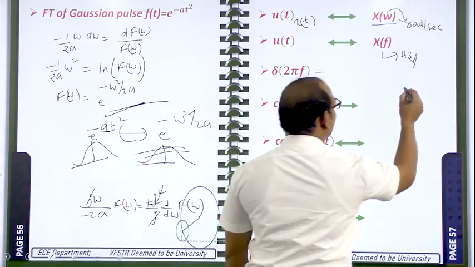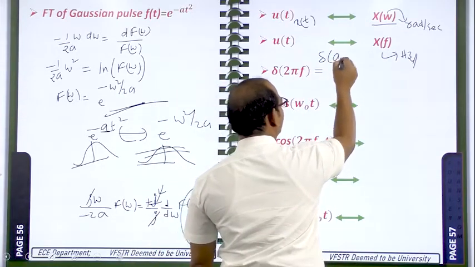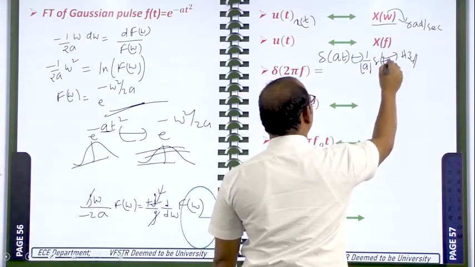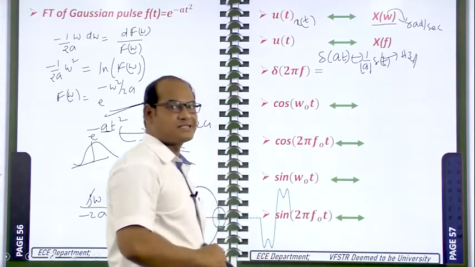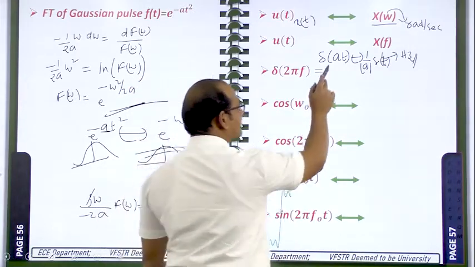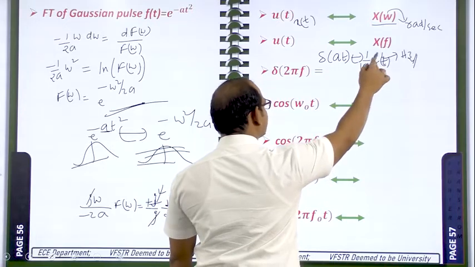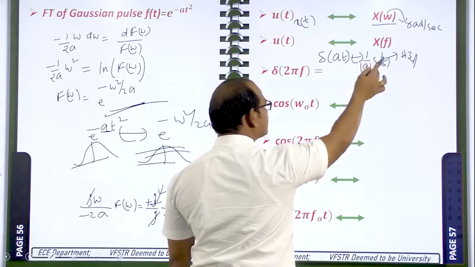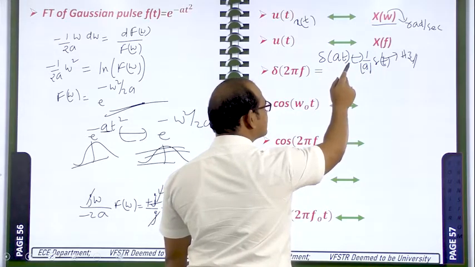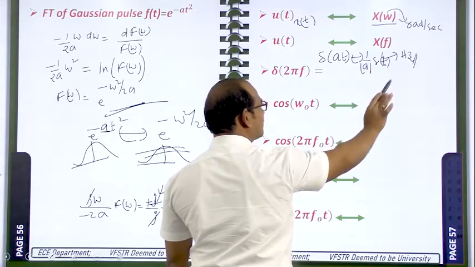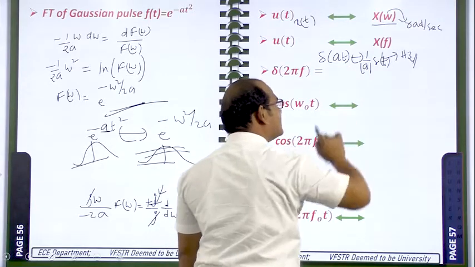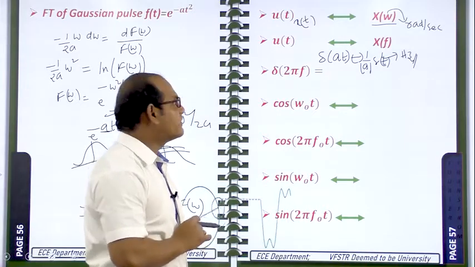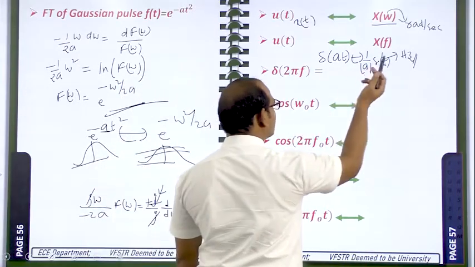Already we know what delta of at is. Delta of at means 1 by modulus of a, delta of t. We already covered this in our first unit, the properties of the impulse signal. Whenever time scaling is there, it does not affect the shape of the impulse signal, but it affects the amplitude or the area under the impulse signal. So delta of at is nothing but 1 by modulus of a delta of t. This can be applied not only in the time domain, but also in the frequency domain, that means in place of t, f or omega will be there.